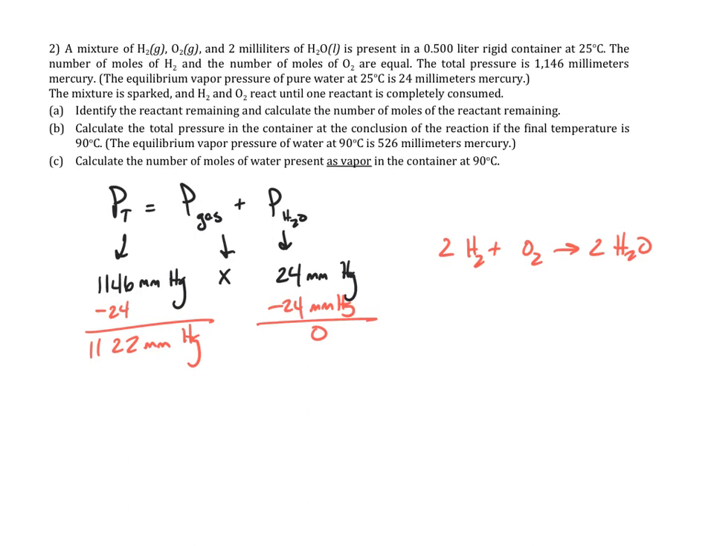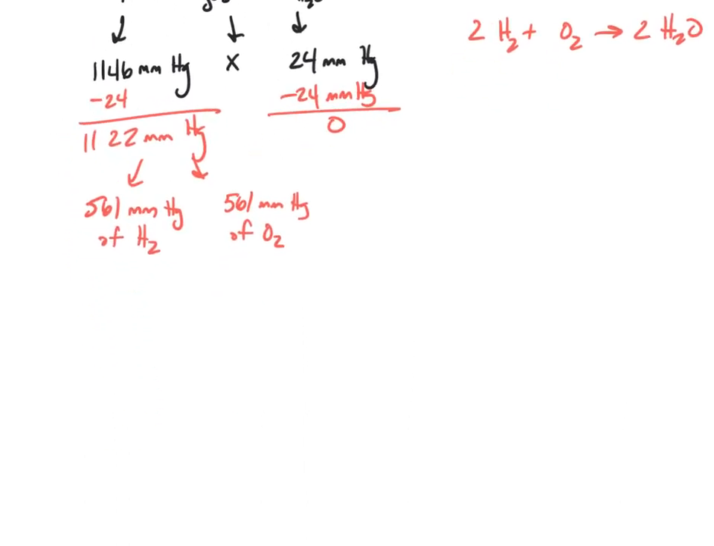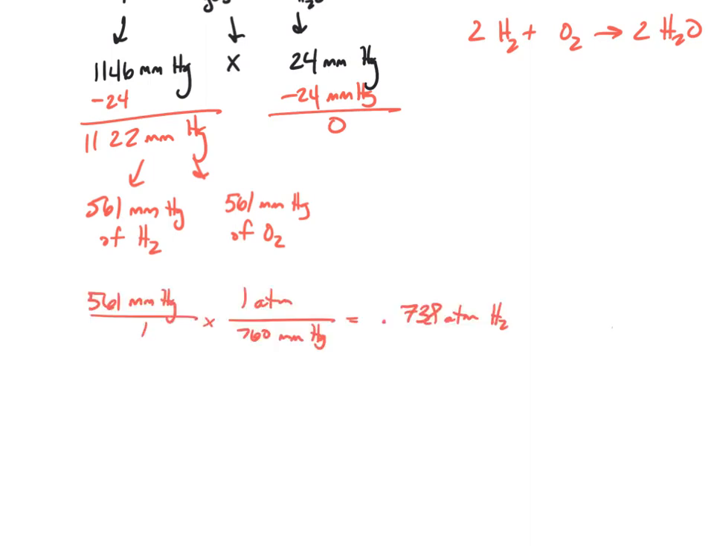And since you have equal moles of each, you also have equal pressure of each. So if I take this number right here and split it in half, half of the pressure is going to be attributed to the H2 and half to the O2. Simply because I enjoy working in atmospheres rather than millimeters of mercury, I'm going to take this 561 and convert it to atmospheres by dividing by 760. When you do that, you get 0.738 atmospheres of H2.